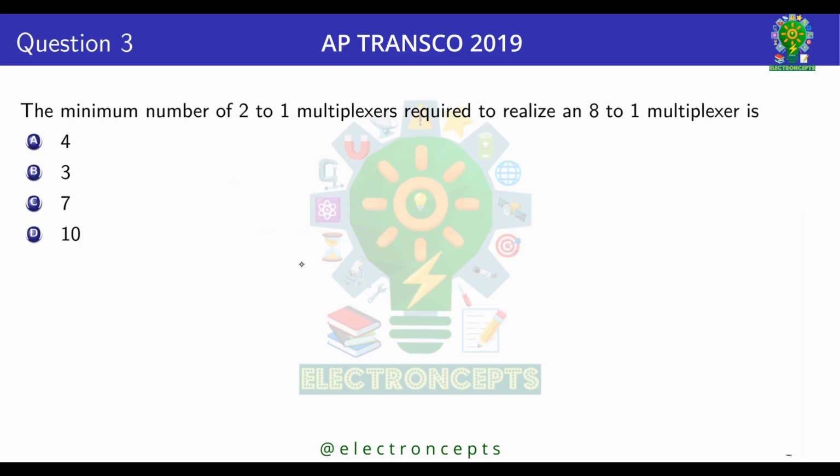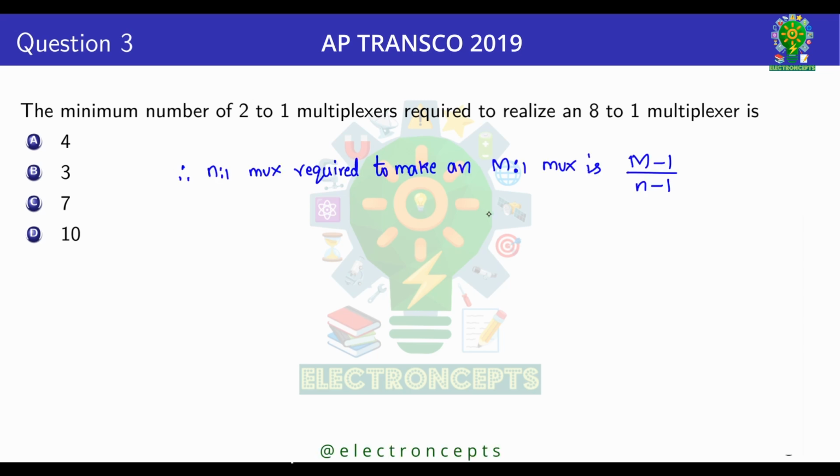Question number 3. The minimum number of 2:1 multiplexers required to realize an 8:1 multiplexer is. By using the generalized standard formula, the number of n:1 multiplexers required to make an m:1 multiplexer is (m-1)/(n-1). Here we need an 8:1 multiplexer using 2:1 multiplexers. Therefore, substituting in the formula, we get (8-1)/(2-1), which is equal to 7.